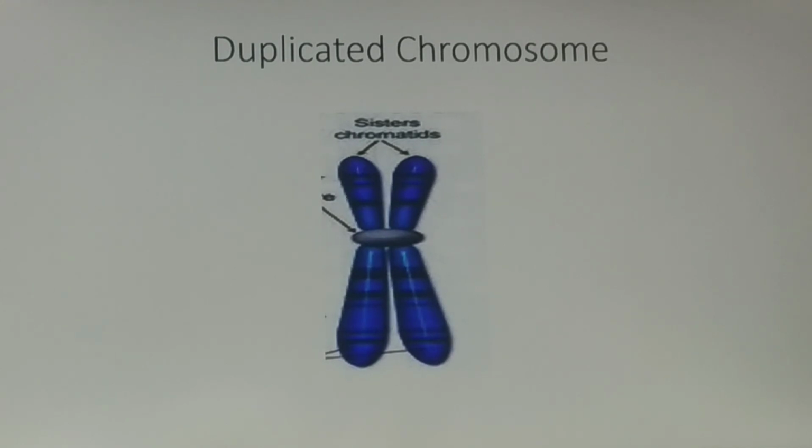Now draw a duplicated chromosome. This is the structure of a duplicated chromosome, and you can label the centromere, the sister chromatids, and draw it neatly. Okay, this is the structure of a duplicated chromosome. Draw the diagram and label the parts. The sister chromatids and the centromere can be labeled.